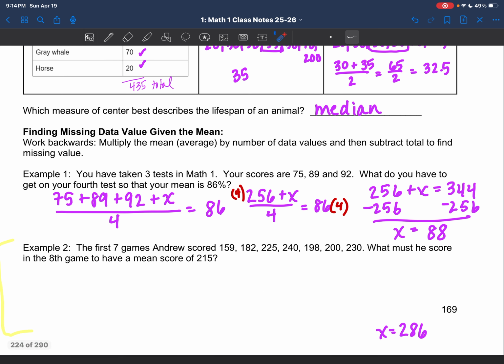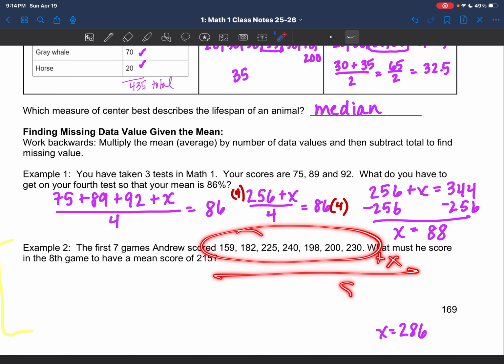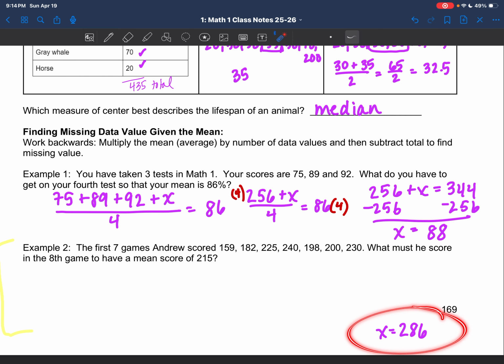So I want you to go ahead and try this. The 7 games, these are the scores, but we want to know what you need on the 8th game to get that score. So you're going to take those plus x, divide it all by 8 to equal 215. If you do it correctly, you should get 286. And remember to show your work.